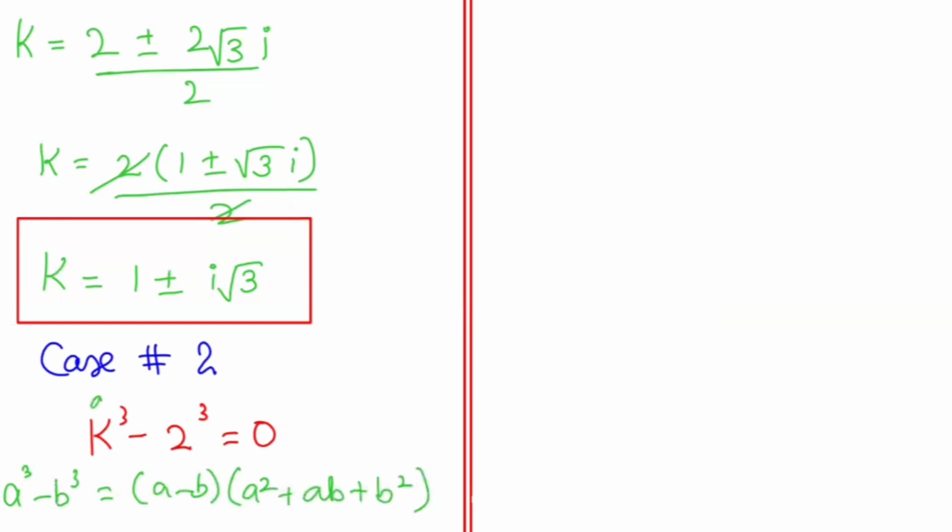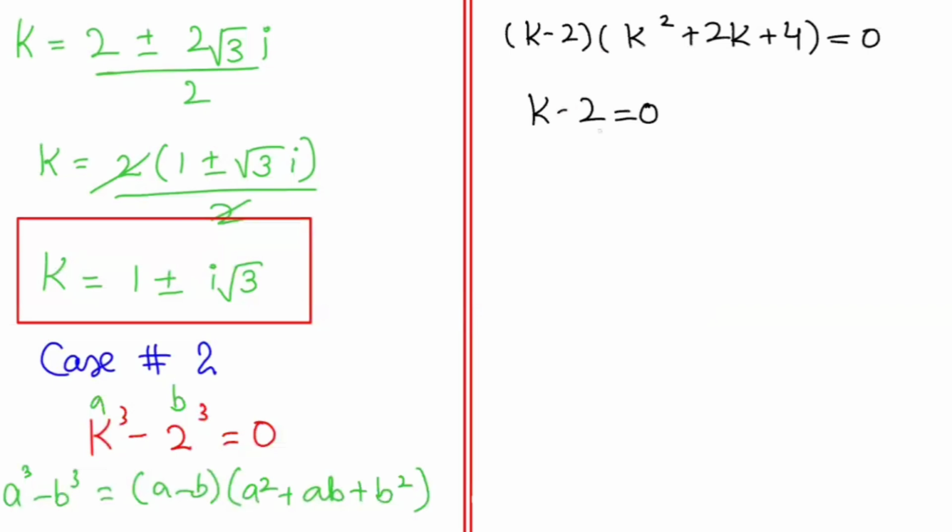So here this is our a and b, and this will be equal to (k minus 2)(k squared plus 2k plus 4) equals 0. So again, we get the 2 solution from the second case. So k minus 2 is equal to 0 and here k is equal to 2. So this is our fourth k value because we have the sixth power. So we'll get the sixth solution for this given equation.